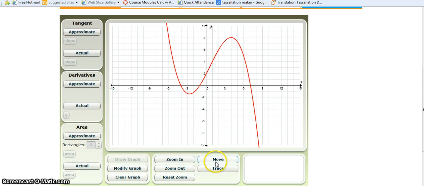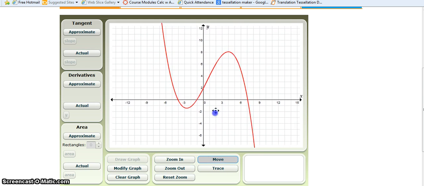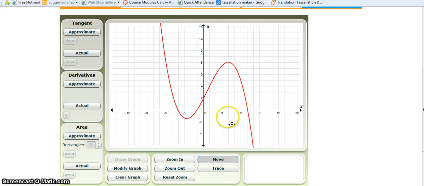From there, you can move the graph, which you may want to do, because that way I can see the top of my graph or wherever I want to go. I can zoom in, I can zoom out, I can reset my zoom. I can trace, which means I can find an exact point, and it'll tell you that exact point. Those are things that maybe you'll need. And then the big thing we're going to use here is this area and approximate. It'll tell you the actual area, but that's not going to help you answer the questions and figure out what we're going to do in class. So you want to use approximate.